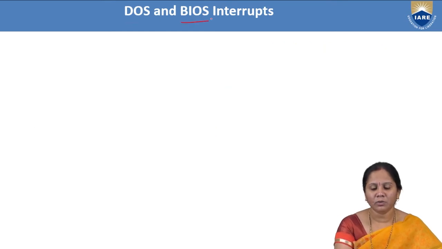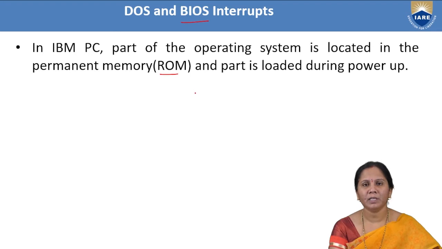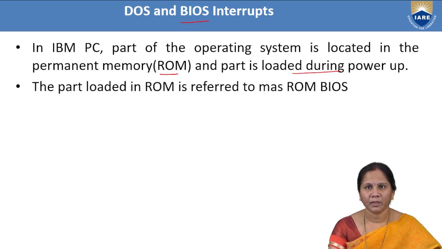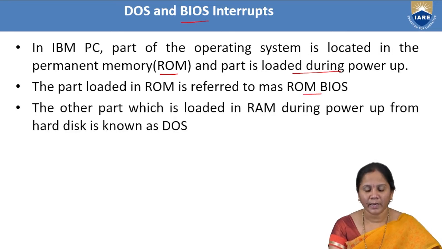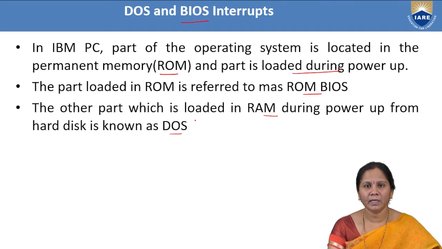Next, coming to the DOS and BIOS interrupts in detail. Generally in the IBM PC, part of the operating system is located in permanent memory. Here permanent memory is ROM, that is read-only memory, and that part will be loaded during power up. The part loaded in ROM is referred to as ROM BIOS, and the other part, which is loaded in the RAM during power up from the hard disk, is known as DOS, that is disk operating system.